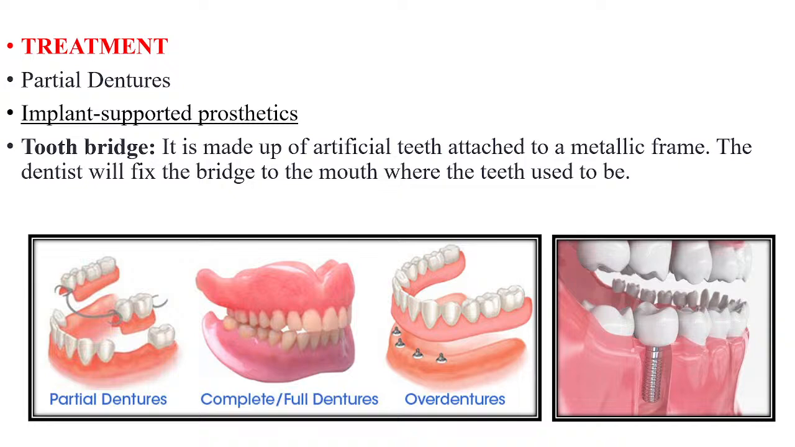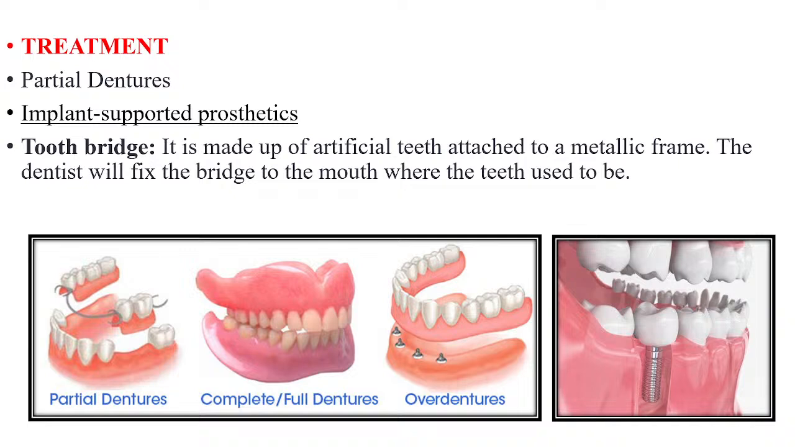Then we can have fixed partial dentures, means bridges, in which the two adjacent teeth are reduced in size, and then a bridge, a metal 3 unit or 4 unit or 5 unit, it can be metal, it can be in porcelain, okay, is fixed. So the advantage is that it will not be removed on a regular basis. They are known as bridges or fixed partial dentures.